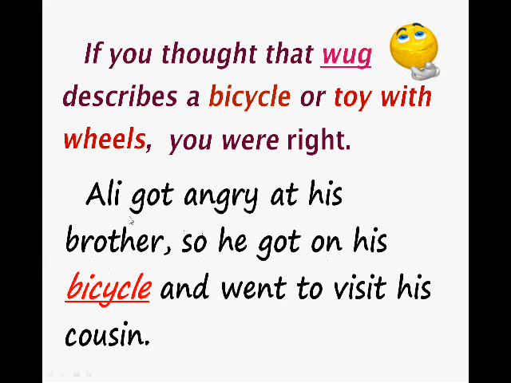So now we are going to look at the sentence with the word we know in. Ali got angry at his brother, so he got on his bicycle and went to visit his cousin. So here, the word should mean a bicycle or a bike, because we have here the context, got on and went to. So this is how we know the meaning of the word through context.